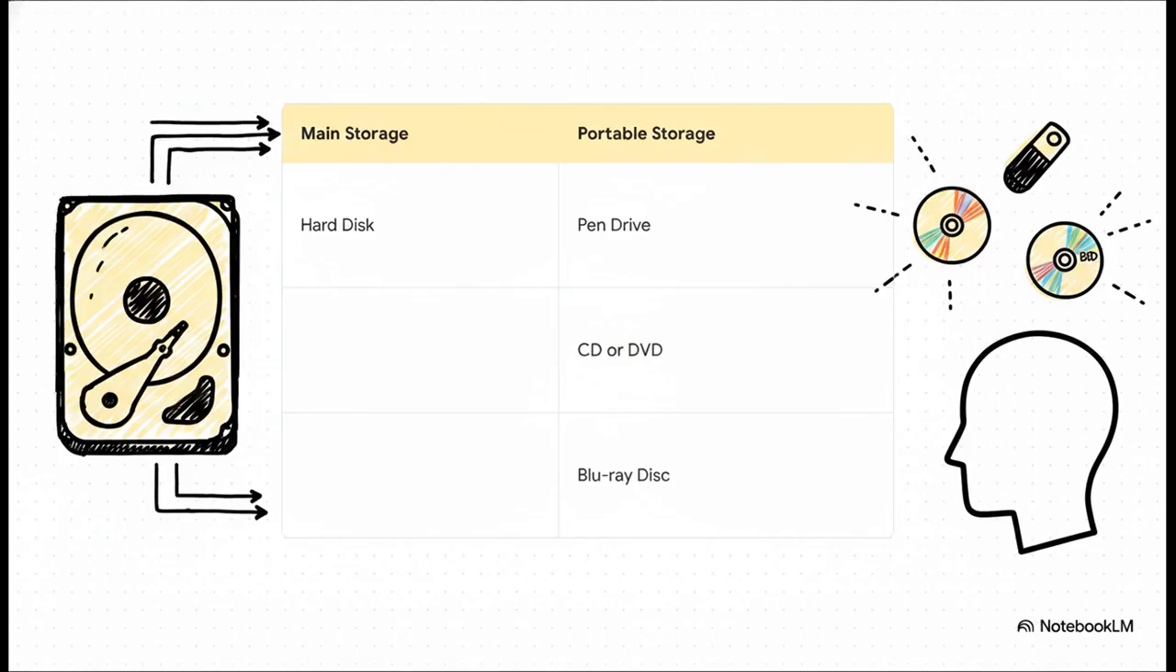We have to distinguish between main and portable storage here. The hard disk acts as the main internal vault where the computer stores its core information, but we also have portable storage, things like pen drives, CDs, and Blu-ray discs. These allow us to take those memories out of one brain and physically transport them to another for future access.